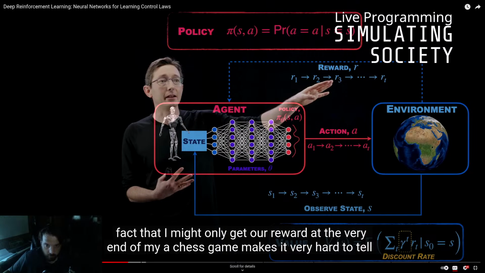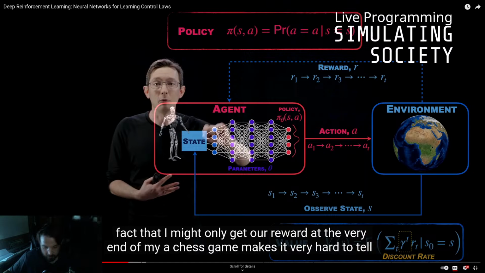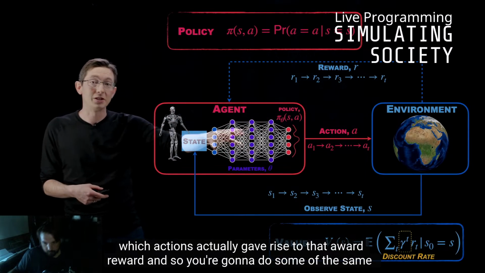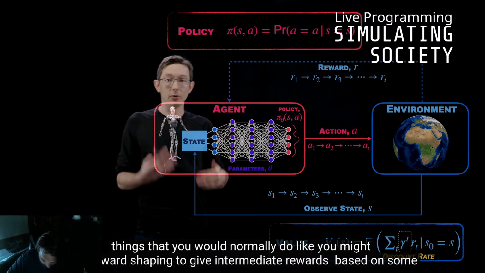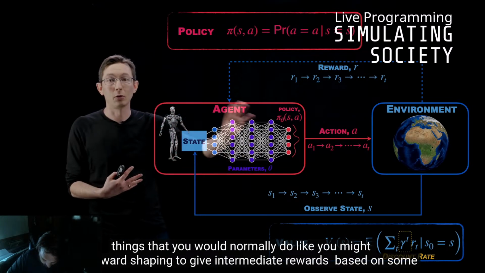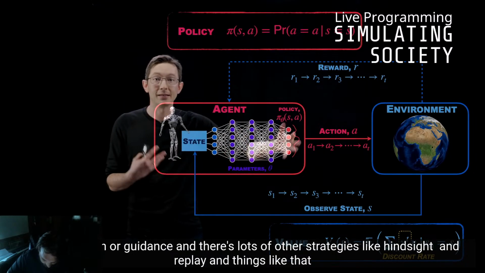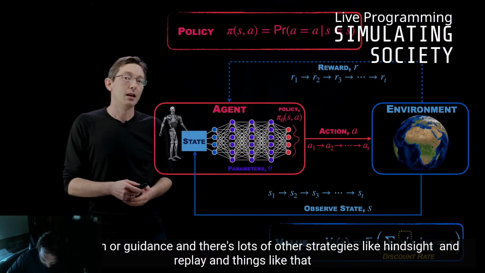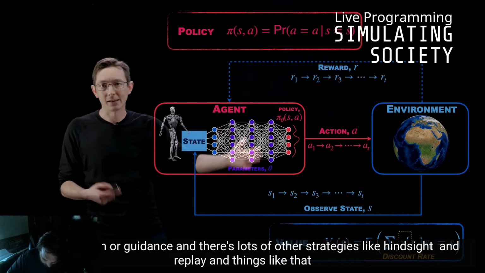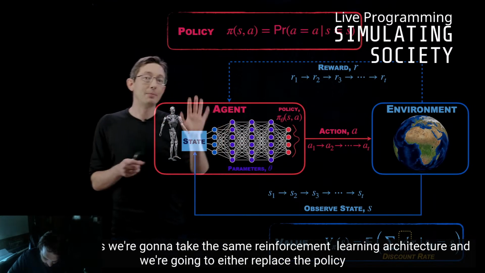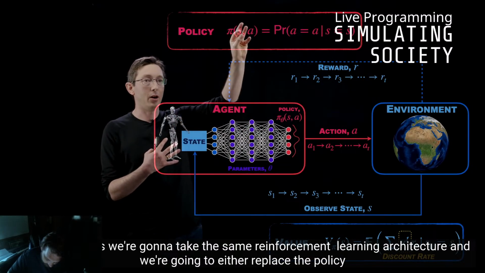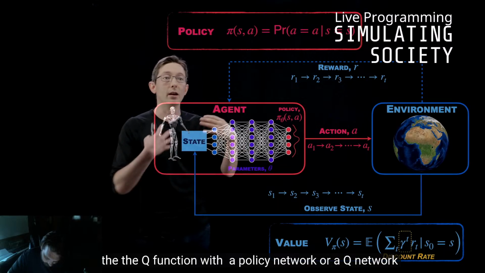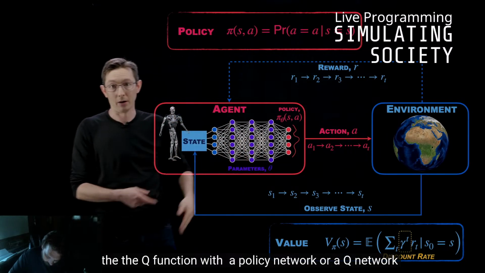We actually need to modify our design. A reward only at the very end of my chess game makes it very hard to tell which actions actually give rise to that reward. And so you're going to do some of the same things that you would normally do, like you might use reward shaping to give intermediate rewards based on some expert intuition or guidance. And there's lots of other strategies like hindsight replay and things like that, okay? But the basic idea is we're going to take the same reinforcement learning architecture, and we're going to replace either the policy or the Q function with a policy network or a Q network.